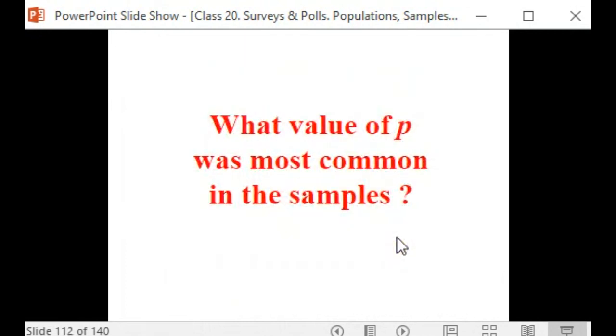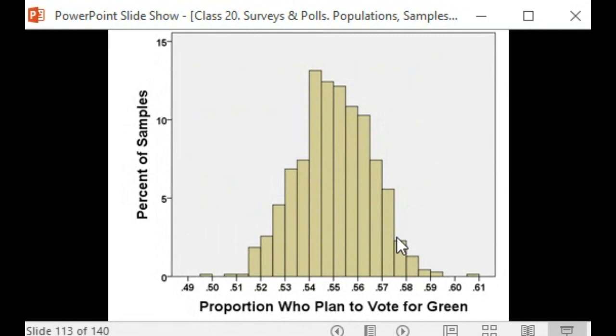So here's another question. What value of P was most common in the samples? In other words, where are the most samples that have a single value of P? What value of P is it where there's lots of samples? Well, it's this bar here. It looks like it's around 0.54, I marked it with the red arrow, or 0.55. That bar is about 14%. If we look over at the y-axis, we can see that about 14% of the samples had a p around 0.54 or 0.545. So this was the value of p that was most common.